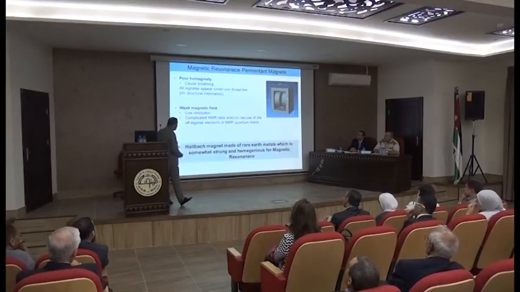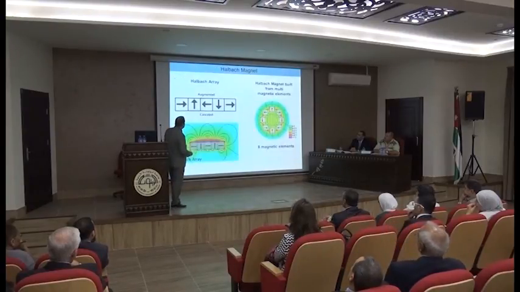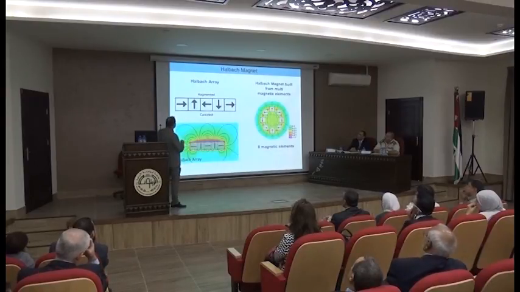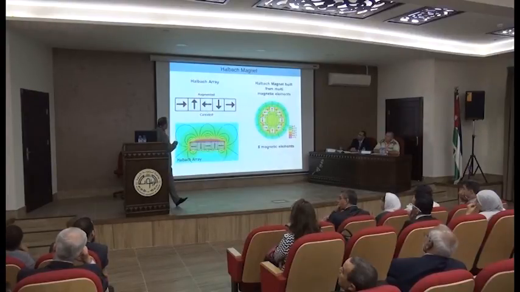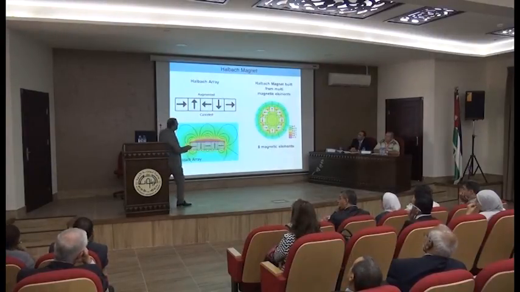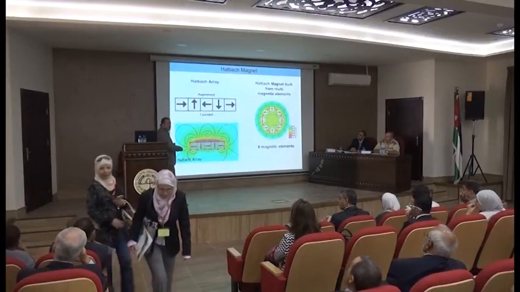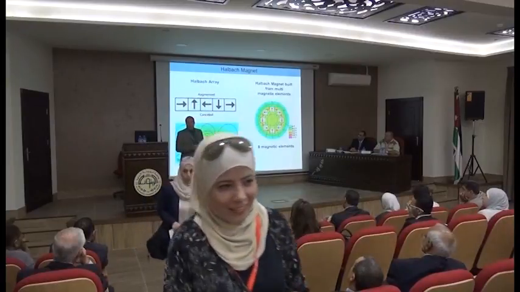So I decided to develop with my group a magnet for macro imaging, and we were successful. I started with the Halbach magnet, the Halbach array. The principle is very simple: you have magnetic elements, you arrange them in a sequence, and then you can have a very strong magnetic field on one side and very weak on the other side. So if we form it in this shape, then we are able to have a magnet for NMR.